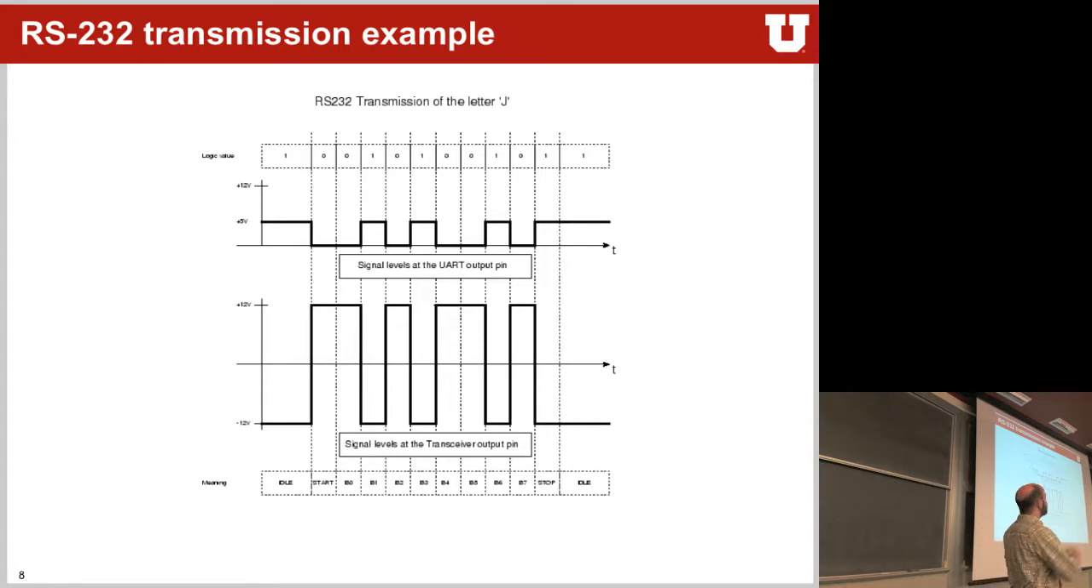Instead of being high all the time, the default is minus 12 volts. That's when the line is idle. And then the start condition is at 12 volts. And again, the stop bit would be just a low, minus 12 volts. That's all there is. Otherwise, it works exactly the same way. There's a parity bit that you can set.